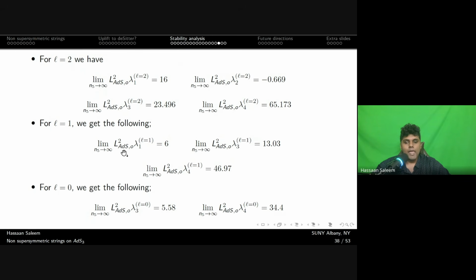Okay. Another thing that we can do is that we can write down the eigenvalues as a series with corrections to the tree level result. And even that is not very beautiful. It's messy, but you can write it down.